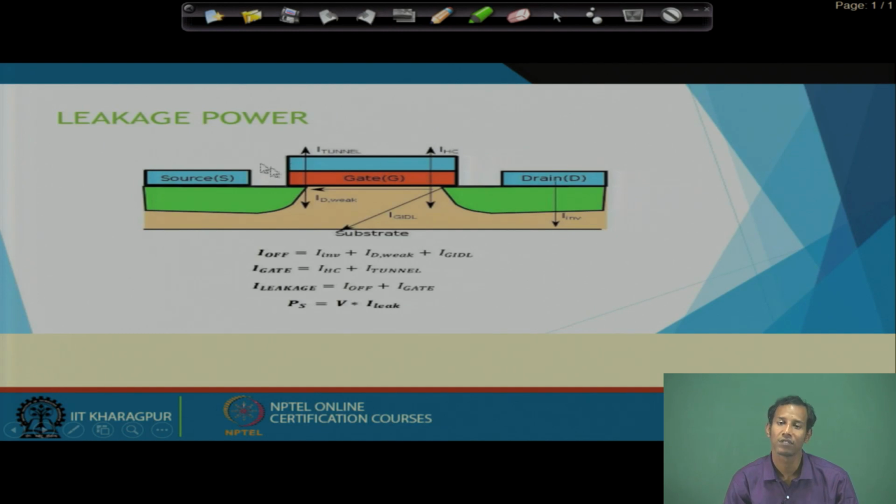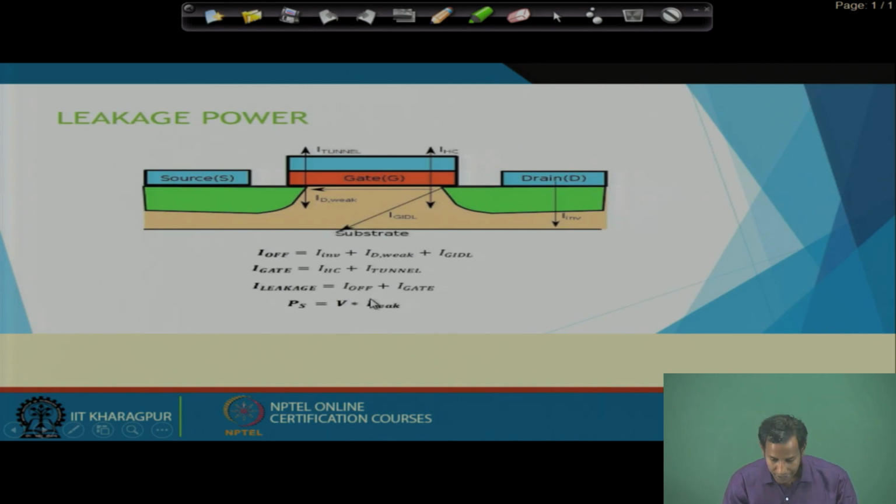Because of this, we will get the gate tunneling current, and because of the body we will get one current consumption, which is the IGIDL, the gate induced drain leakage current. Then we have the I reverse bias current, and we also have IHC, which is the hot carrier injection current. All of these contribute to the I leakage.